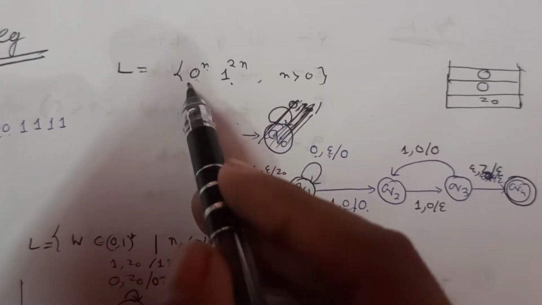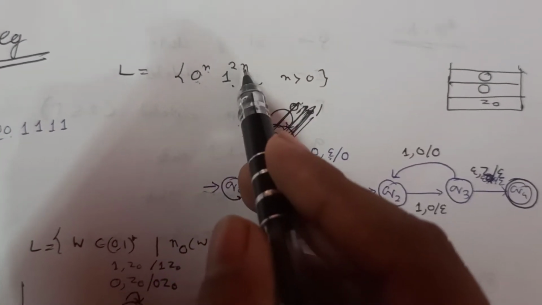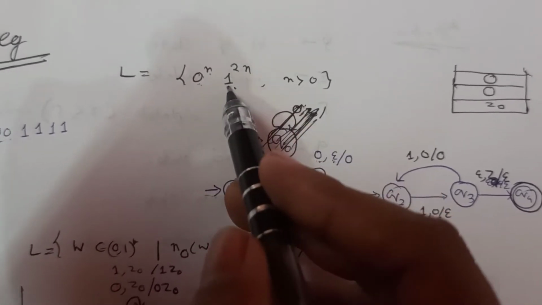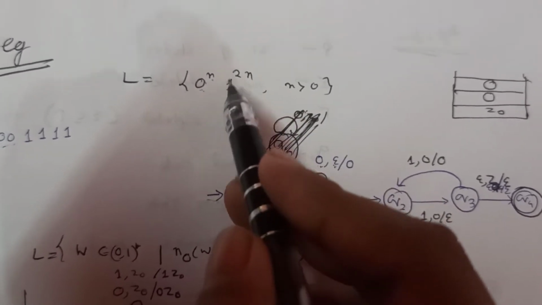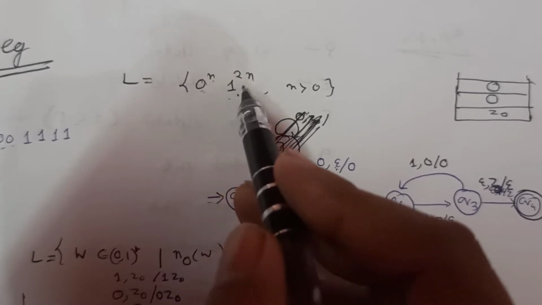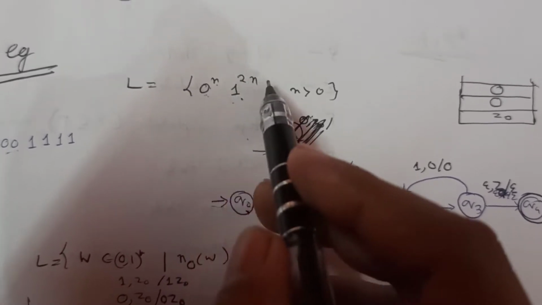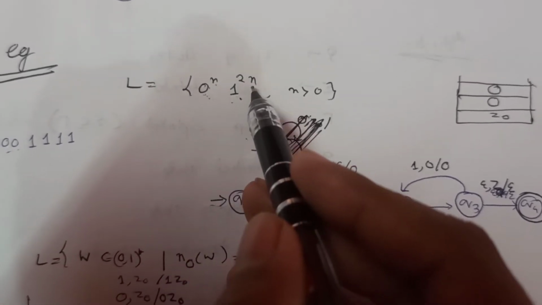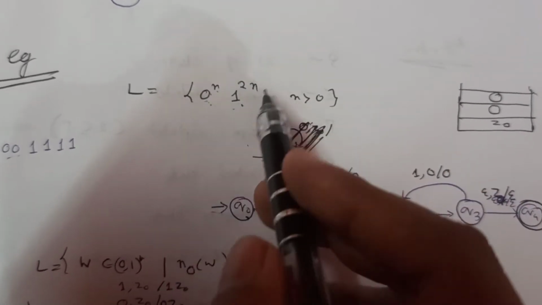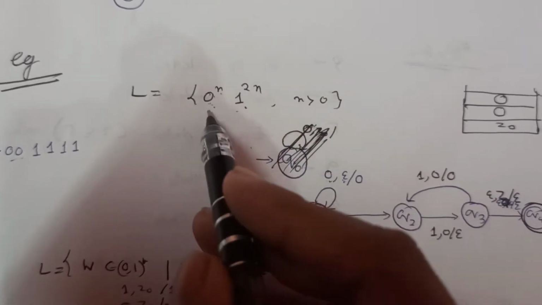Suppose there is a language 0 to the power n, 1 to the power 2n. So what does this mean? This means there must be twice the number of ones inside our language as the number of zeros. If there is one 0, there will be two ones, and there is no mixture of placings because all the ones will be after the zeros.